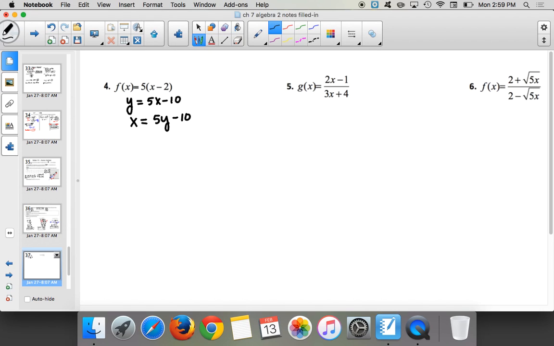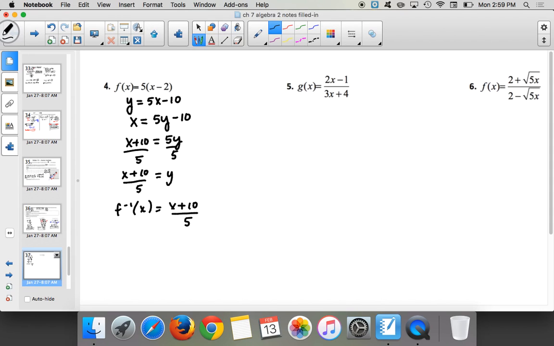And then we solve for y, so I'm going to add the 10 over, and then I'm going to divide by 5. So I get y is equal to x plus 10 all over 5. All right, that's your f inverse. But your answer might look slightly different than your friend's answer.